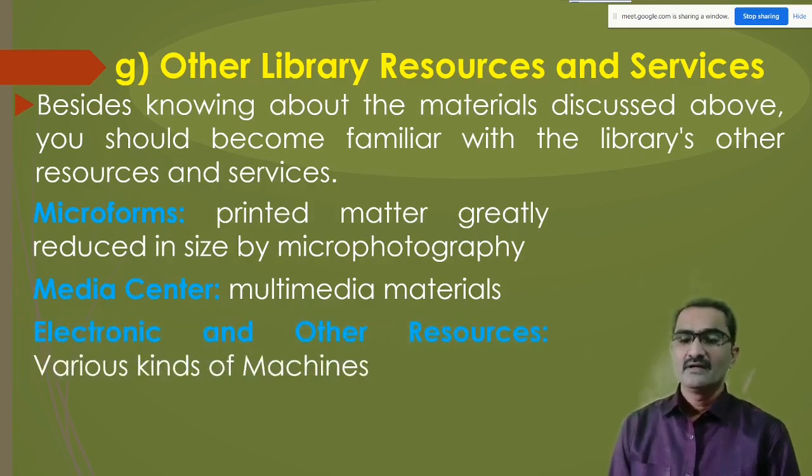Then next are electronic and other resources, where various kinds of machines are used. Machines in the sense of laptops, mobiles or computers, scanners, cameras, all those things which are required to find a particular or proper source or resource. So all these things are covered there.